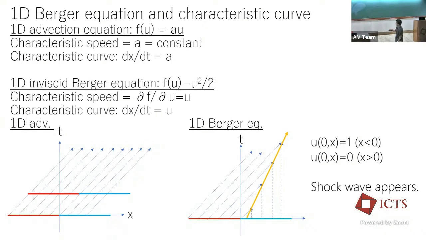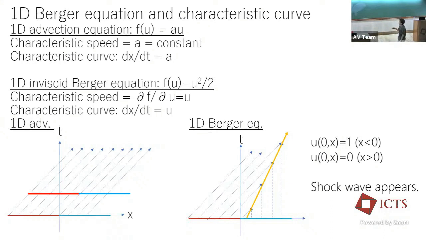Here is the initial profile, and you may have a discontinuity at x equals 0 initially, but this information propagates along the characteristic curve dx/dt equal to a, which is constant, which means that you have a bunch of characteristic curves, and along these curves every piece of information propagates something like this, right? This is the propagation of the discontinuities.